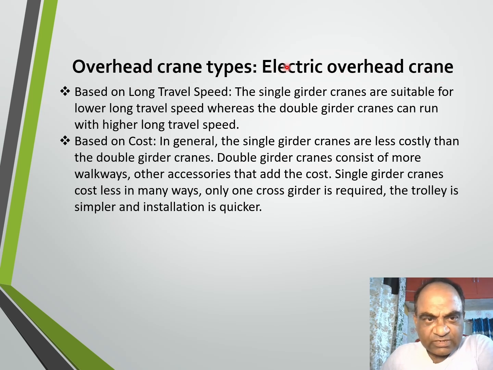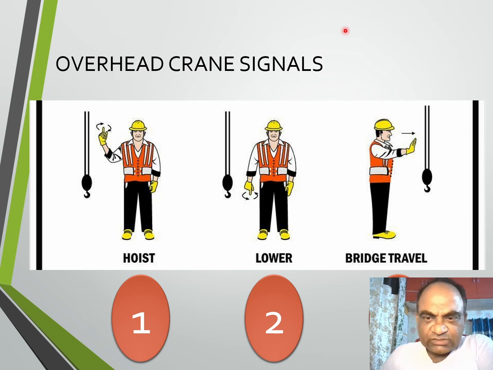Electric overhead cranes are categorized based on long travel speed and on cost. These are the different bases on which they are categorized. These crane signals are very important and must be discussed, because this is essential to understand.